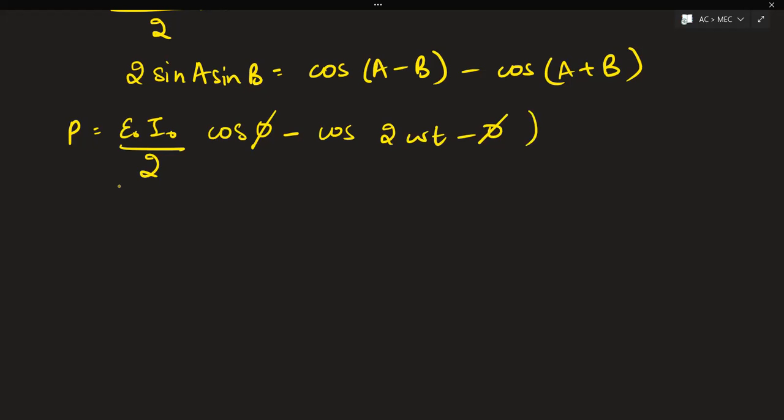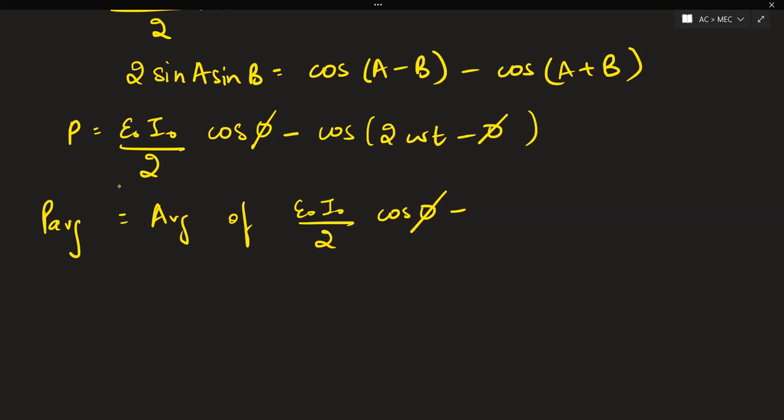How did I get this? By putting everything in this trigonometric identity. Now, this is the instantaneous power's value. If I want to find the average power, it will be the average of this whole term, the average of E naught I naught by 2, cos phi minus cos 2 omega t minus phi.